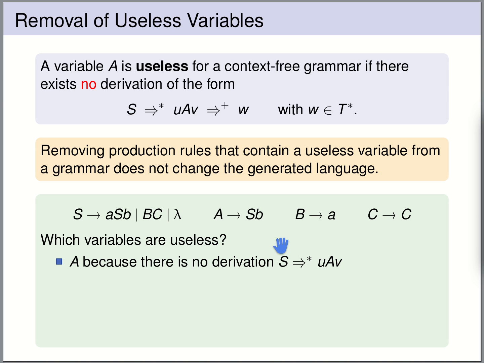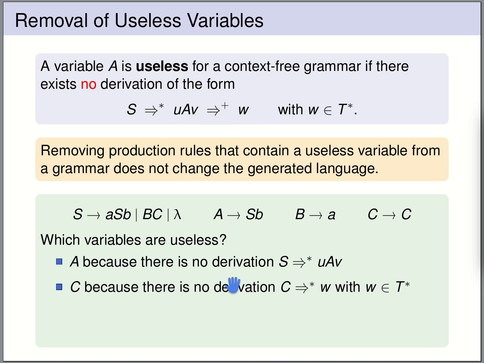Also, the variable C is useless. C can be produced. There is a rule from S we can get to C, but once we have produced C, we can never reach a terminal word. C just rewrites to itself. So if we have derived a word with the variable C, we cannot get rid of C. We can never get to a terminal word. So it can never appear on a derivation from the starting variable to a terminal word. So C is useless as well.